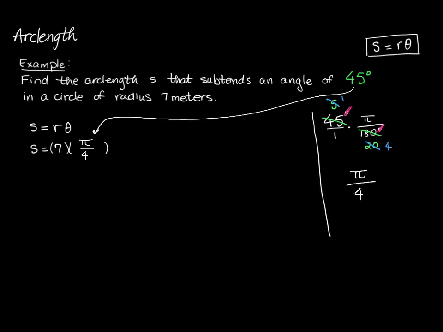Now that I've done that, I just need to do the rest of the arithmetic here. S equals 7 pi over 4. S is a linear measurement. The linear measurement in this problem is meters. So my answer is also in meters.